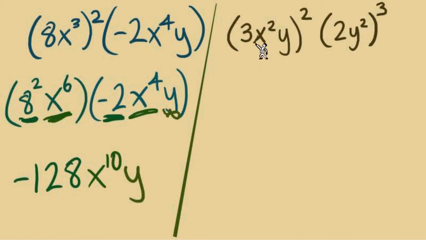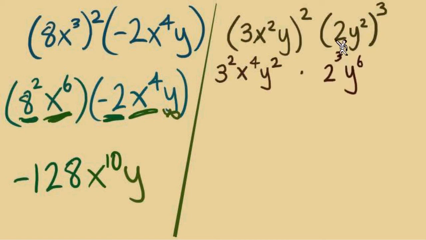First move, on this set of parentheses, an exponent of 2 is being worked into each of these bases. That will give us 3 to the power of 2. It'll make this x to the power of 4 and y to the power of 2. Then I'll move over here. This is 2 to the third power and y to the 6th power. Remember, no exponent, then it just goes there, makes it 2 to the third. If there already is an exponent, we must multiply.